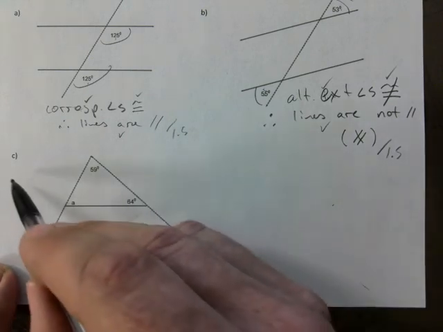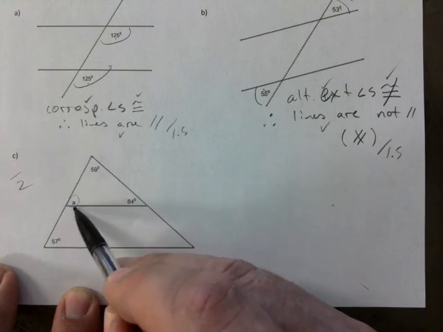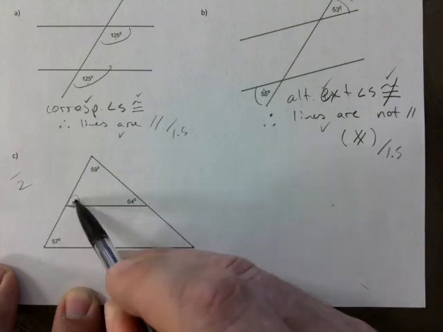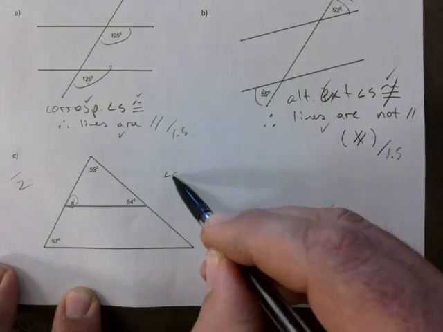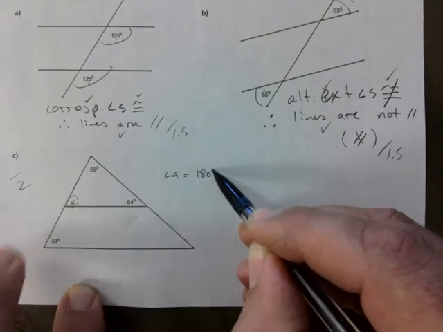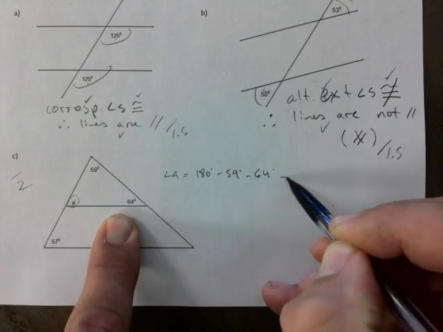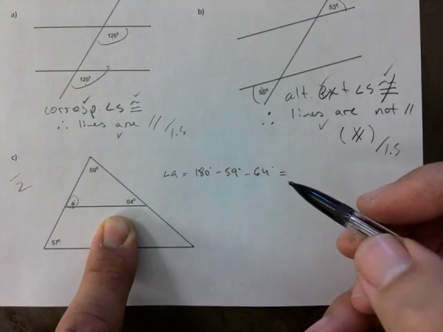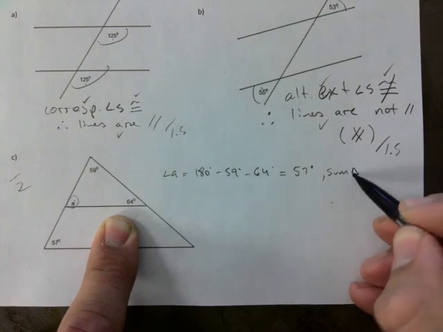And then this one is worth 2, and you can tell why, right? You have to do a little bit of work. So you first have to find A. Why is that? Because I see a connection here. I see that they're corresponding. So first I have to figure out angle A. 180, it's a triangle, right? Minus 59, minus 64. Sum of triangles equal to 180.